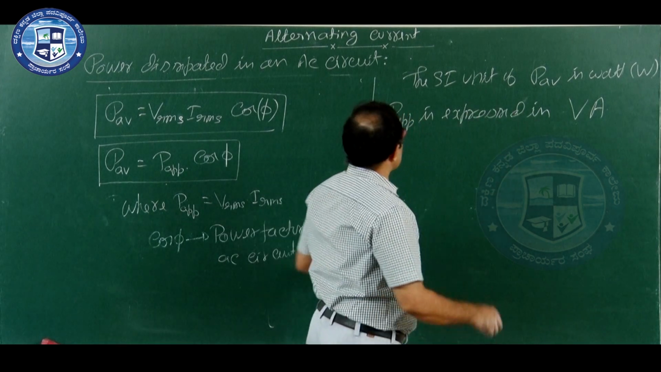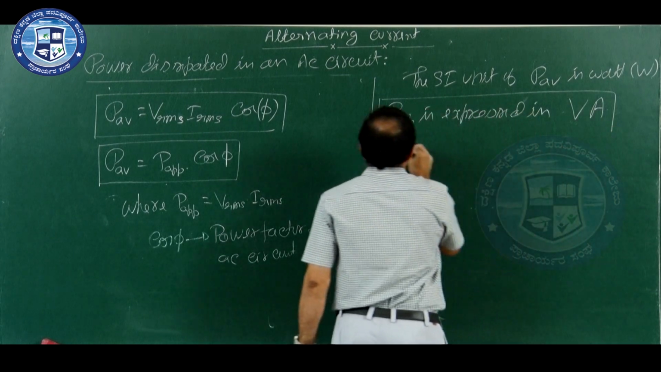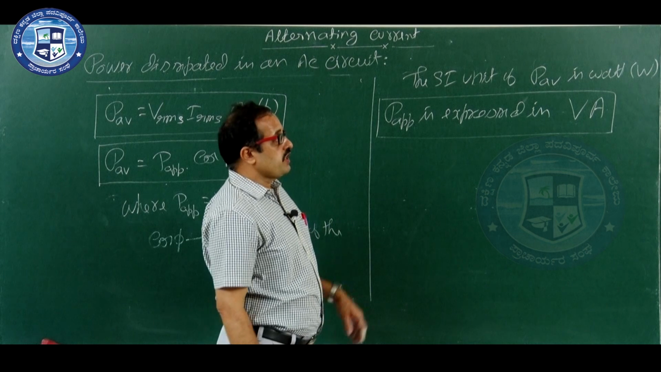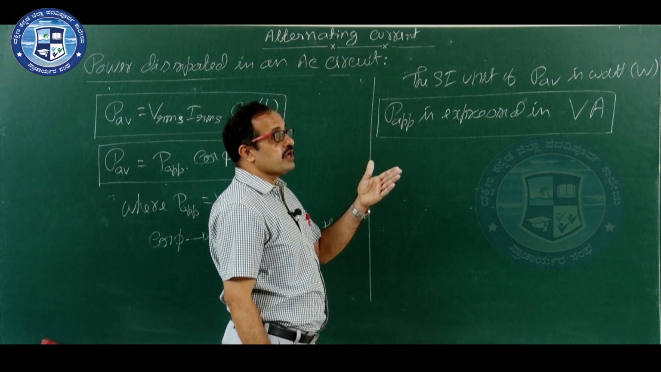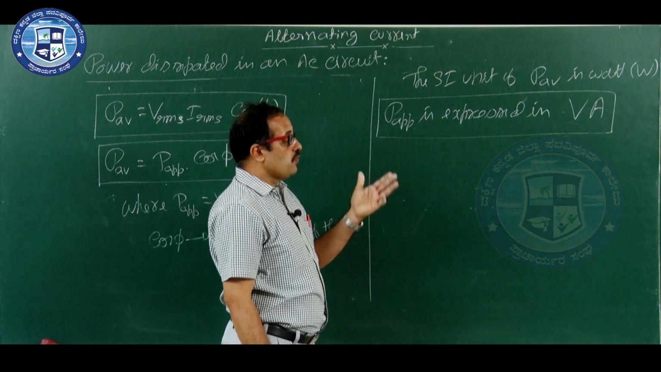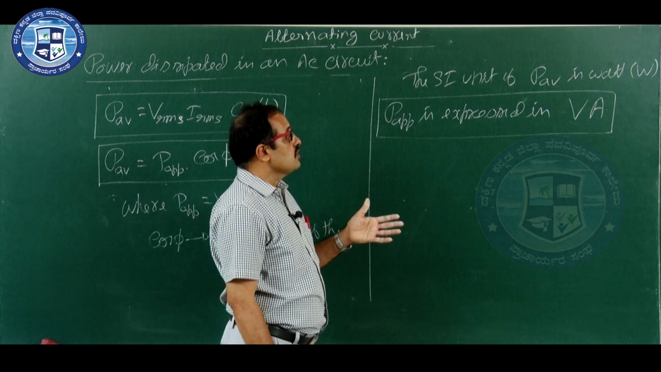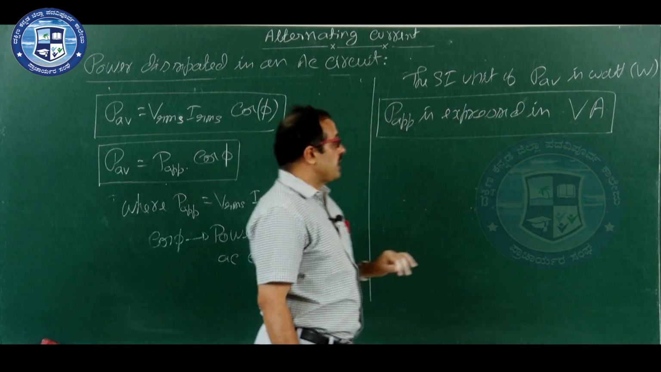This is a one mark question for board exam as well as for CET. What is the SI unit of apparent power? Or apparent power is expressed in terms of watt, volt ampere, like that you can expect. So, what is the unit you have to write? Volt ampere, do not write watt.